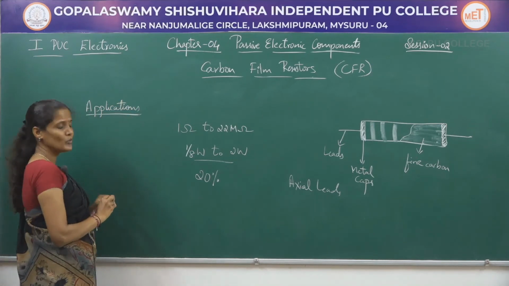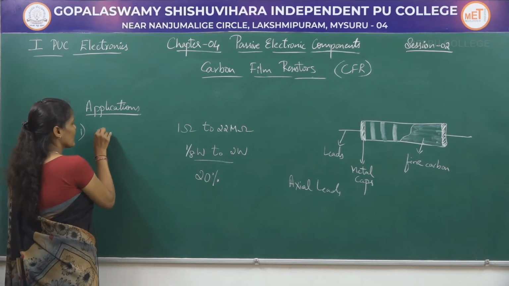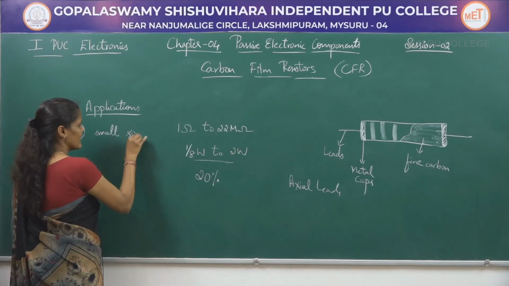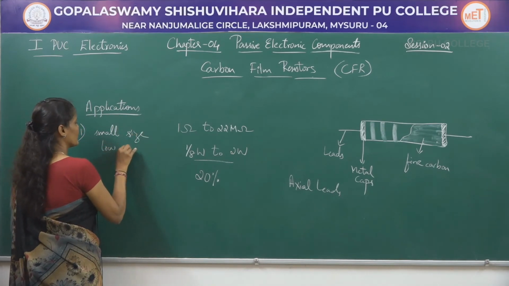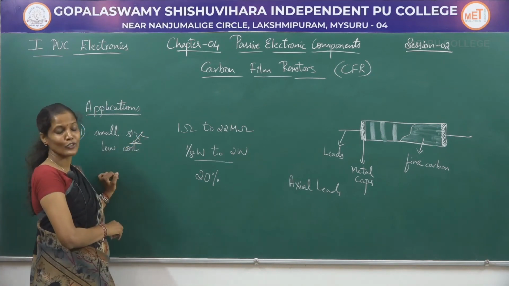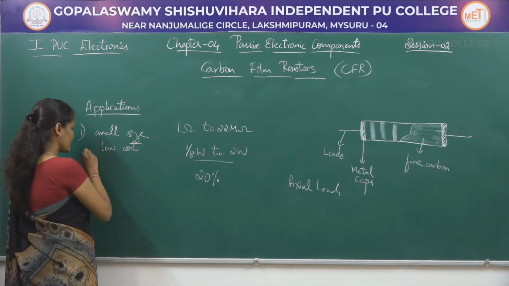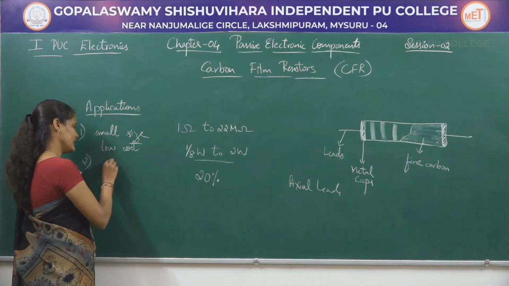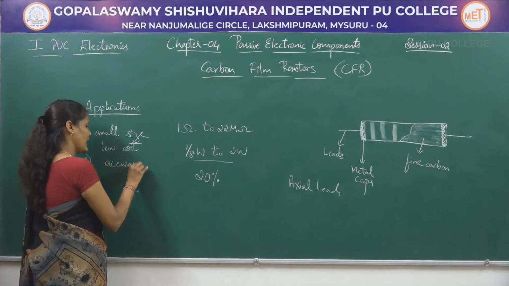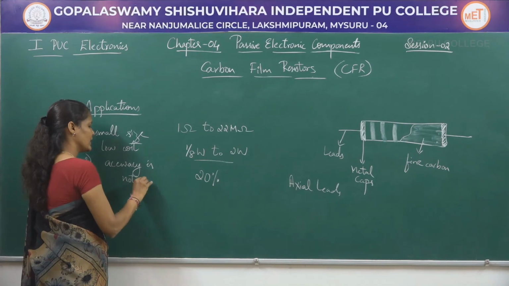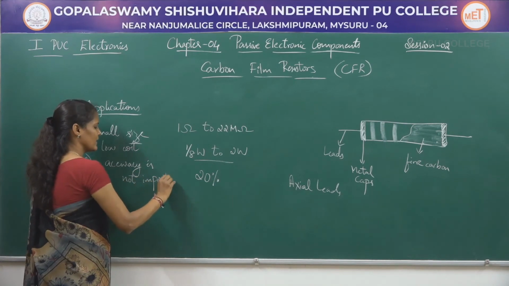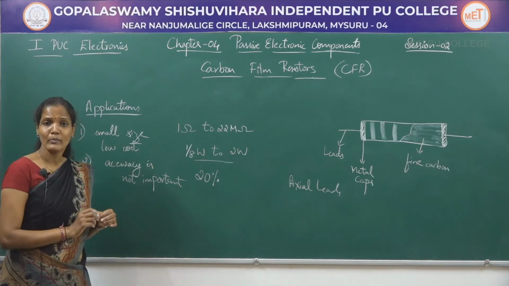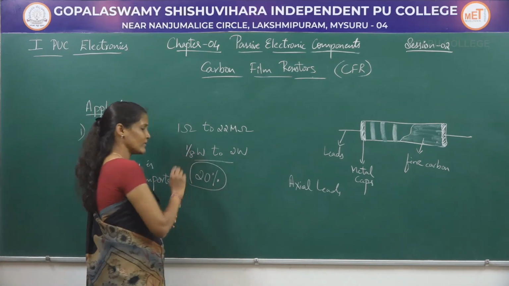They can be commonly used in circuits because of their smaller size and low cost. They are very cheap, so they can be most commonly used in almost all of the circuits. And the second application is that they can be used in electronic circuits where accuracy is not important. Why can I use these resistors in circuits where accuracy is not important? Because we have a higher tolerance value of 20%.